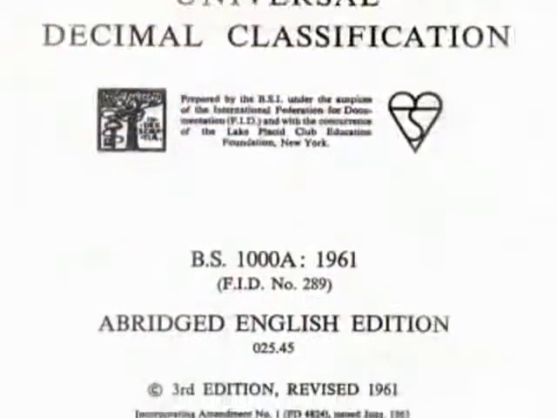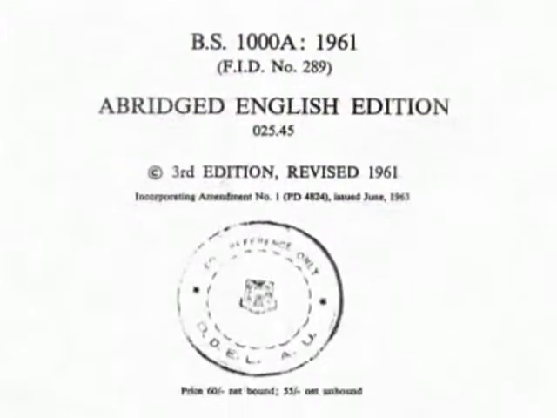Welcome to Audiovisual Education of the Master's Program in Library and Information Science. We are now going to have a session on Universal Decimal Classification Practice. This is forming part of your Course 2, Information Processing and Retrieval Practice.